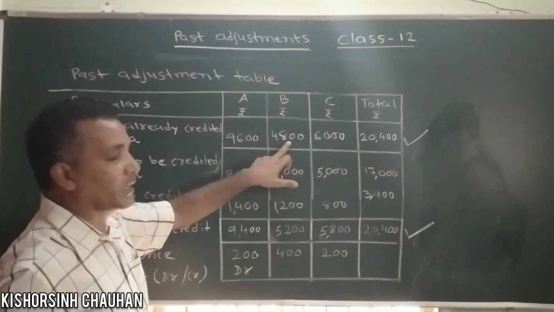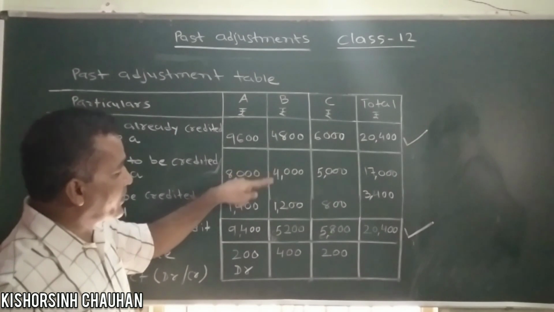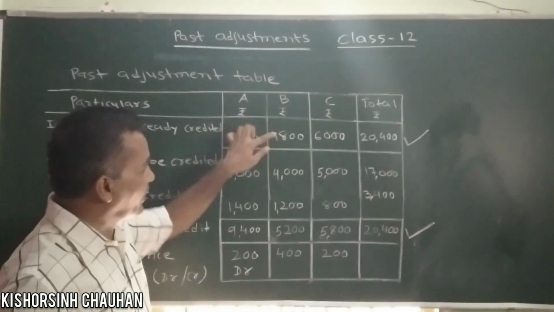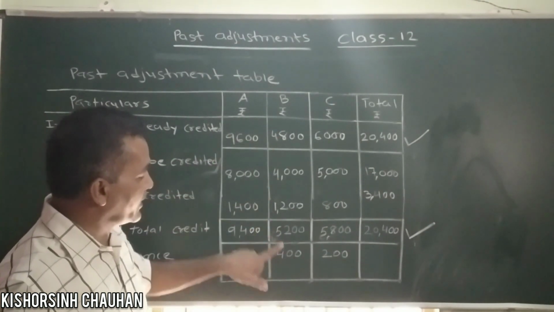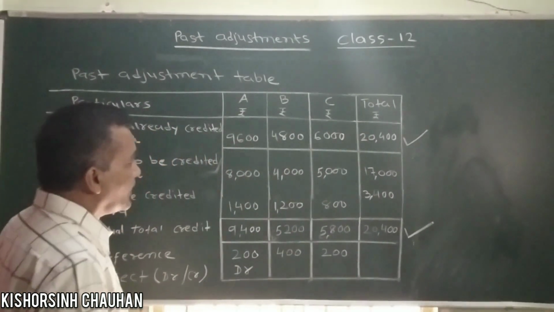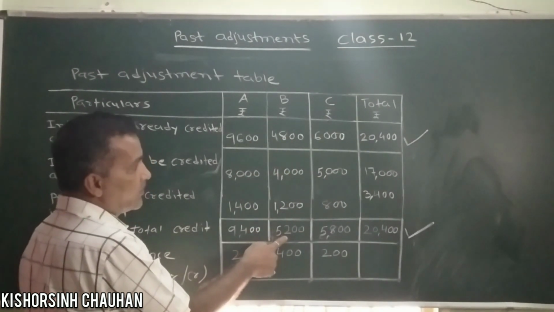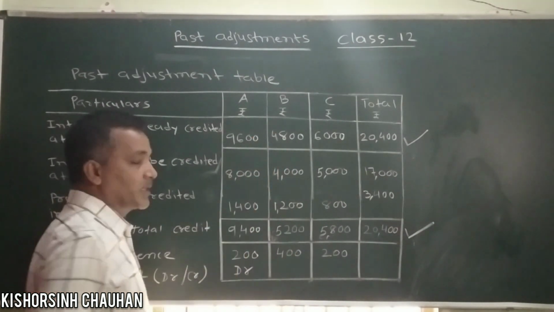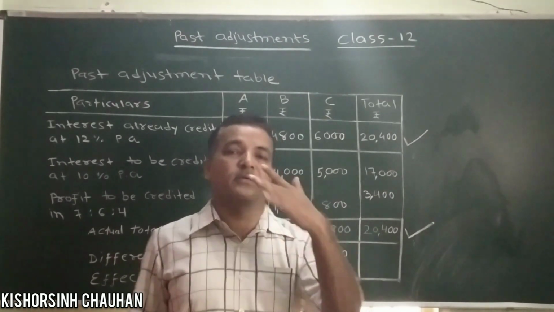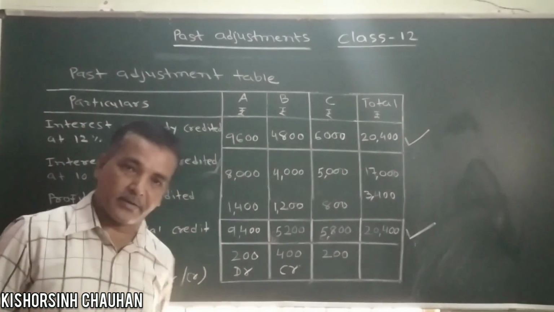Mr. B, 4,800 already credited. But it is wrong. Actual amount he should receive 5,200. Total of these two. So actual credit should be of 5,200. Here also you can see if we compare these two figures, the difference is coming 400. So here what will be the debit or credit? So credited less, because actually 5,200 should be credited, but credited only 4,800. So here the amount is credited less. So when amount is credited less, you have to credit. So this 400 rupees will be credited. We will give the credit effect.